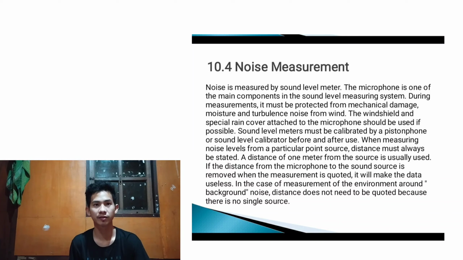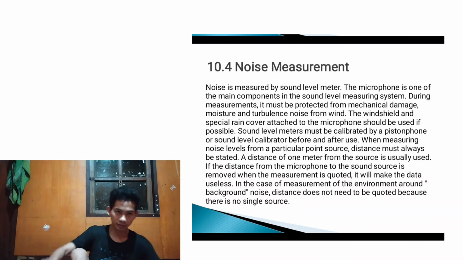When measuring noise levels from a particular point source, distance must always be stated. A distance of 1 meter from the source is usually used. If the distance from the microphone to the sound source is omitted when the measurement is quoted, it will make the data useless. In the case of measurement of environmental background noise, distance does not need to be quoted because there is no single source.